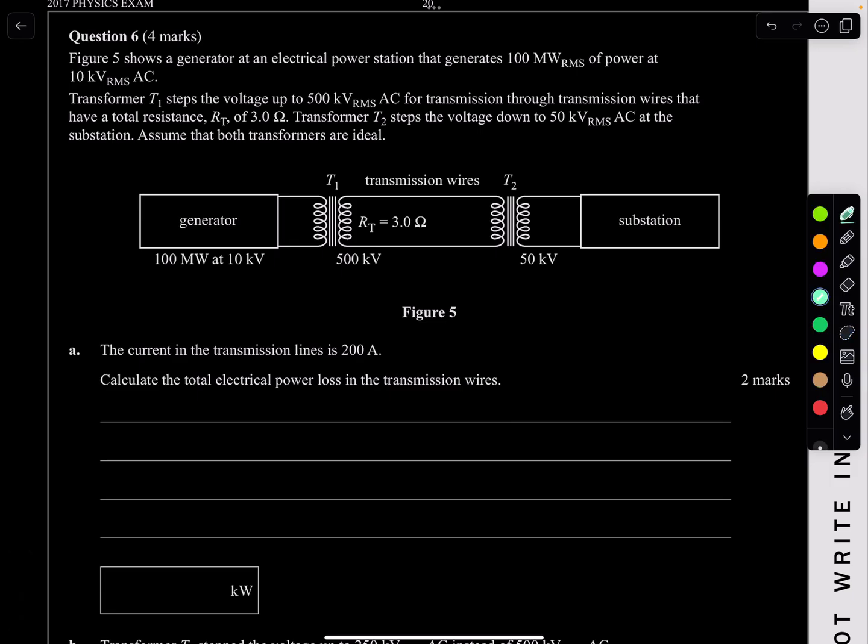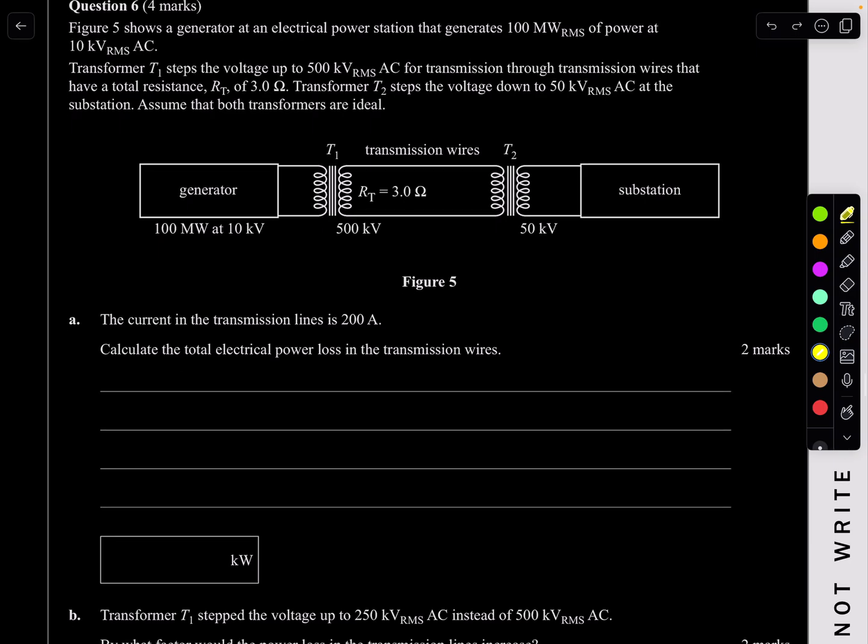Question 6. Let's try this. I love these kind of questions where they have transmissions. Figure 5 shows a generator and an electrical power station that generates 100 megawatts of power at 10 kilovolts AC. Transformer T1 steps the voltage up to 500 kilovolts for transmission through the transmission wires that have a total resistance of 3 ohms. Transformer T2 steps the voltage down to 50 kilovolts at the substation. Assume that both transformers are ideal. Remember, ideal means that power is not lost and it's constant throughout.